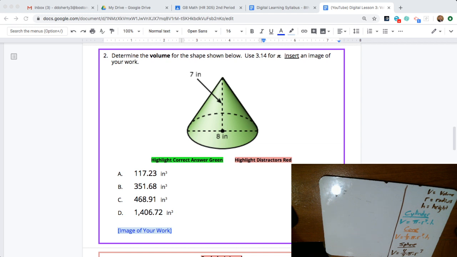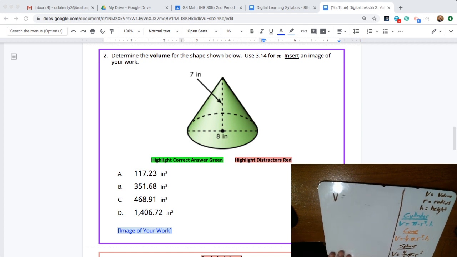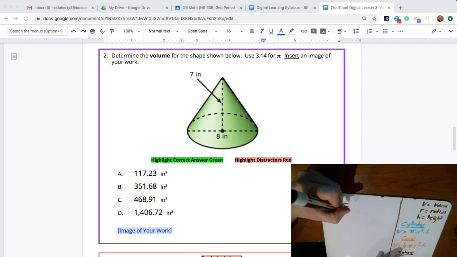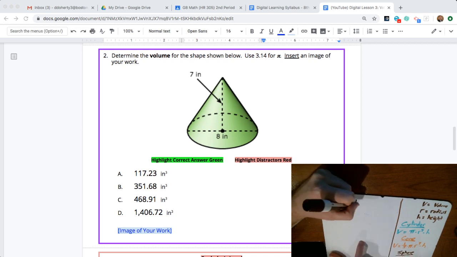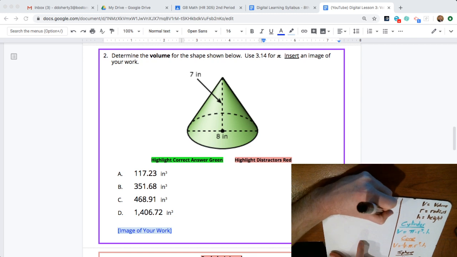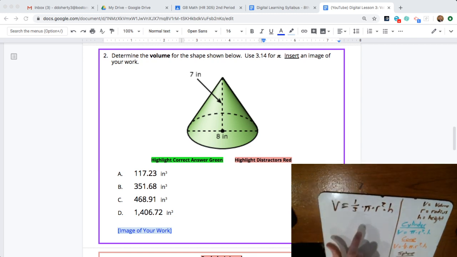Alright, so for that second one, hopefully you've identified that it's a cone. One of the big things to see first off is the correct shape and the right formula, so we're working with a cone here. So I'm going to go ahead and use the cone formula, which is V equals 1/3 times pi times radius squared times height. So that's the formula we need to be selecting for the cone.